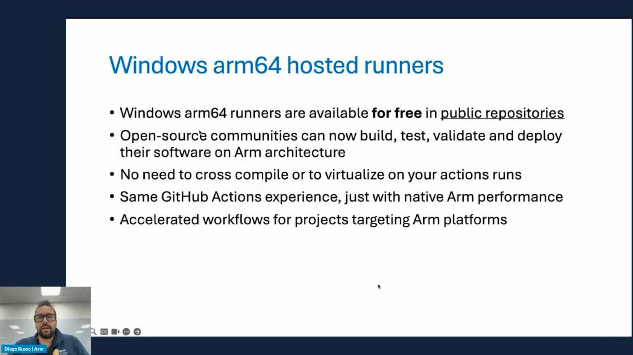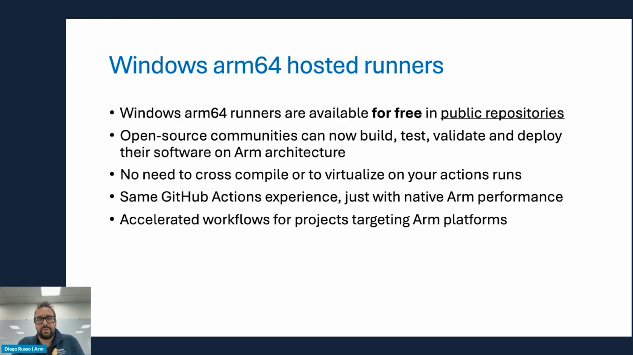Let's start with the Windows ARM64 hosted runners available on GitHub. These runners are free to use in the public repositories, which is a big win for open source communities. It means that developers can now build, test, validate, and even deploy the software natively on ARM platforms without needing special hardware or extra setup.